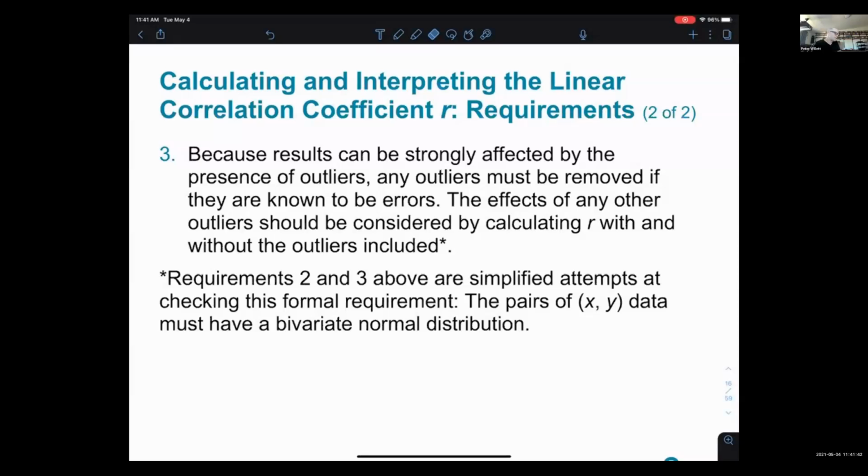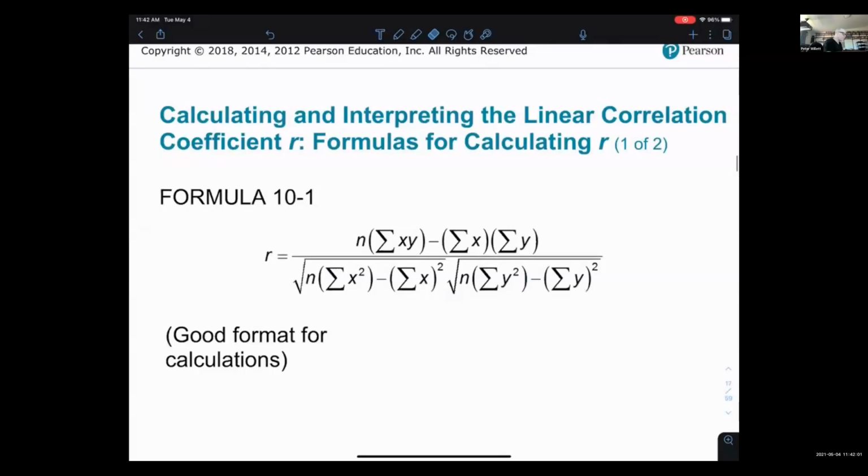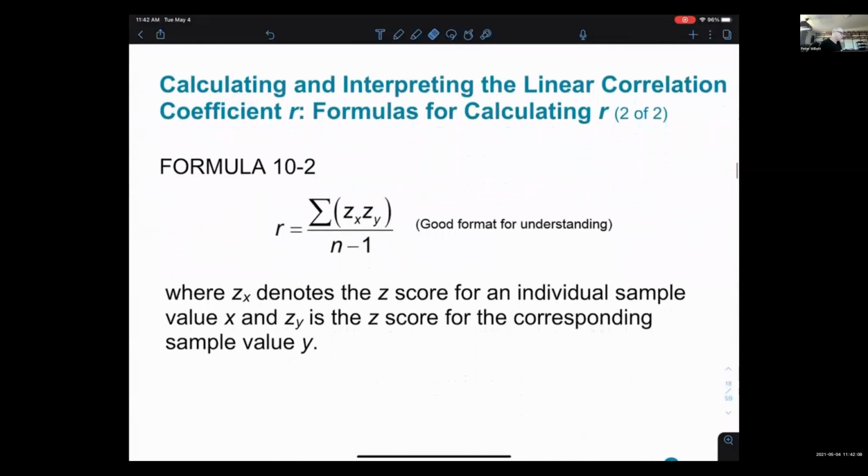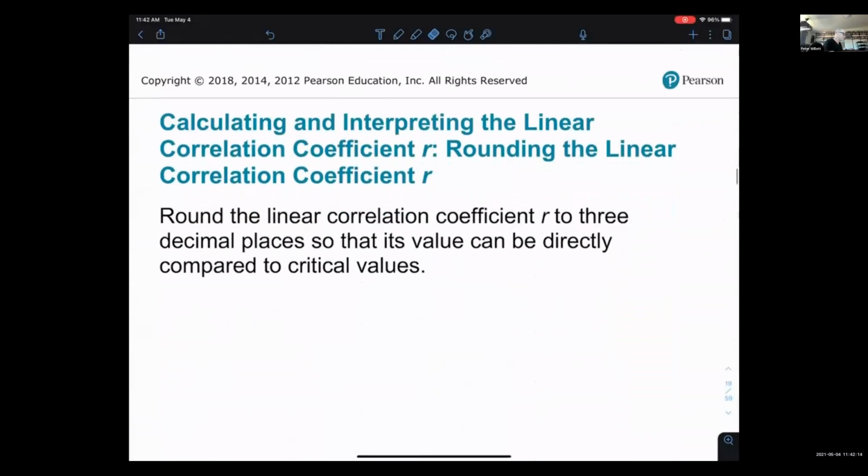And then it states specifically requirements 2 and 3 above are simplified attempts at checking this formal requirement. The pairs of X and Y data must have a bivariate normal distribution. That's 2 and 3 are basically how you're trying to determine that. But you don't need to know that word. Okay, formula number 1, let's skip that. Good format for calculations? No, it's not. Formula number 2, good format for understanding? No, I really don't think that helps our understanding.